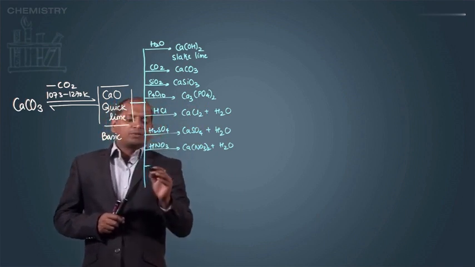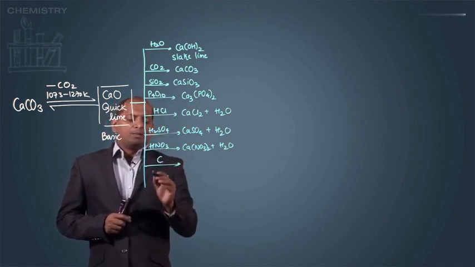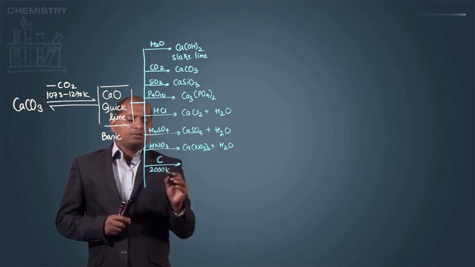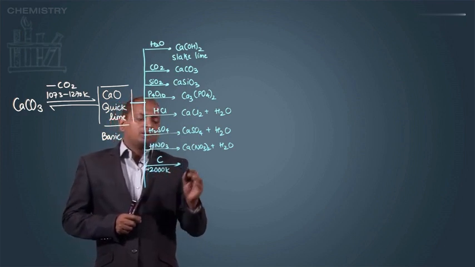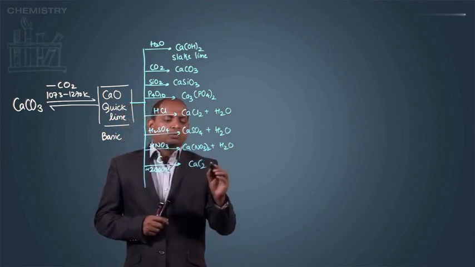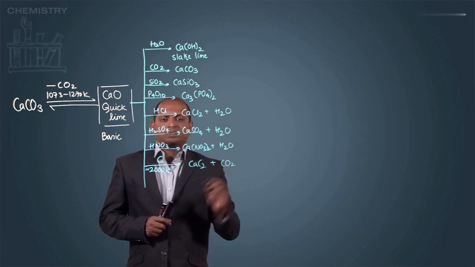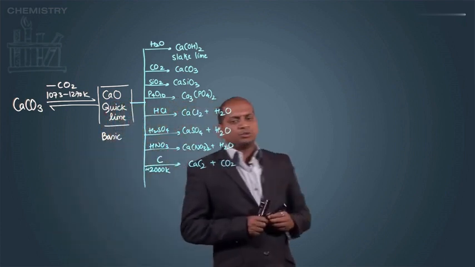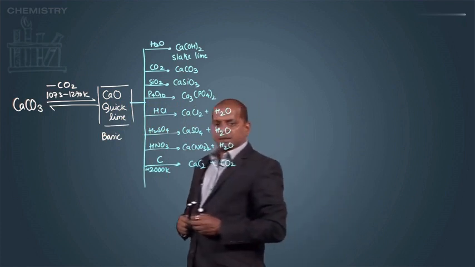It can also react with carbon at about 2000 Kelvin. Okay, we get calcium carbide, CaC2, plus carbon dioxide is evolved. Calcium carbide is a very important compound which is used in the preparation of acetylene.